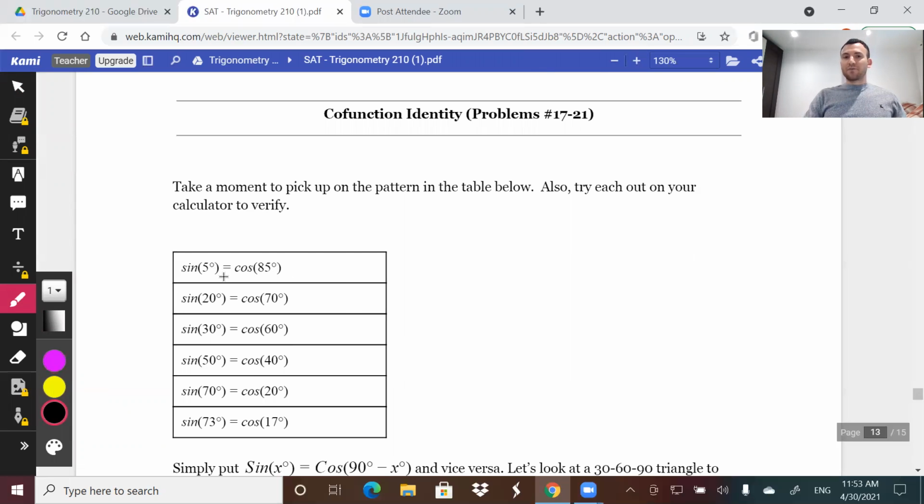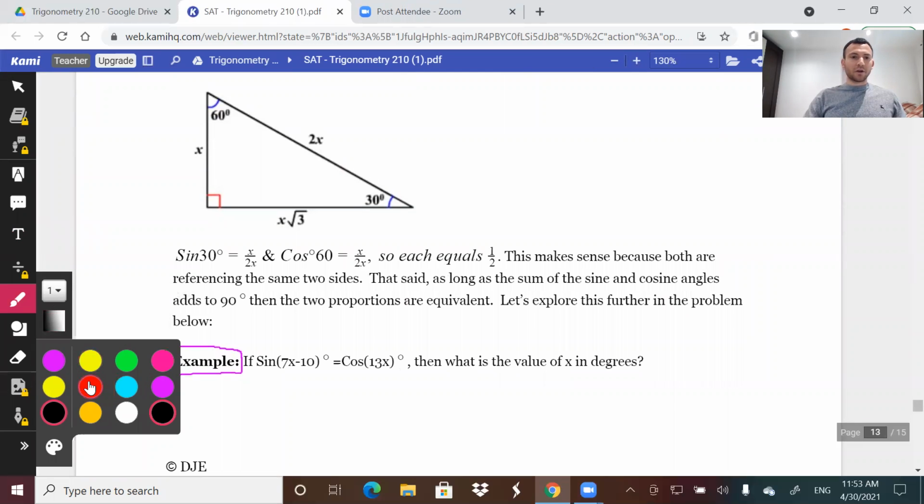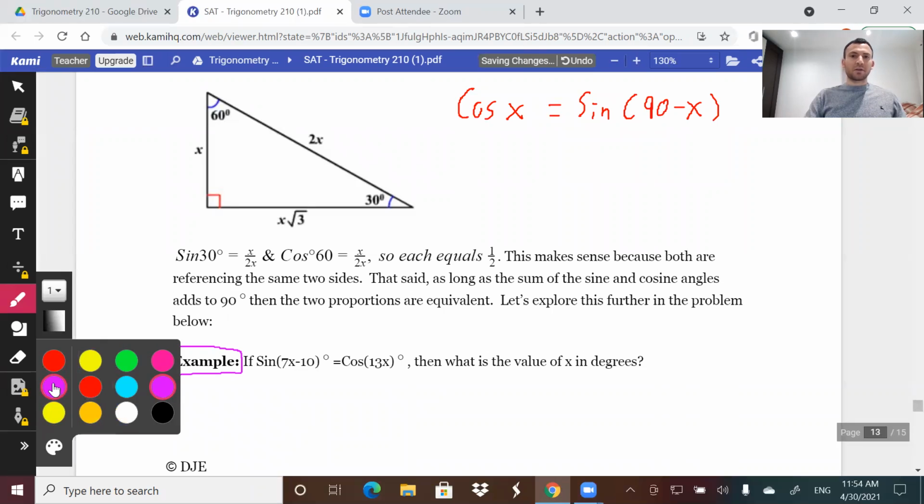What you'll notice is that if your sine and cosine angles together add up to 90 degrees, they're the same as one another. The question is, why is that? Well, I'll show you exactly why it is. I've created this 30, 60, 90 triangle, so let's use it to illustrate it. So again, the idea is that, all right, I might as well write the identity out. So if I have cos x, that's going to be equal to sine 90 minus x. Okay, let me show you why this is.